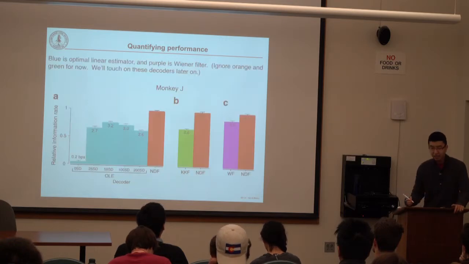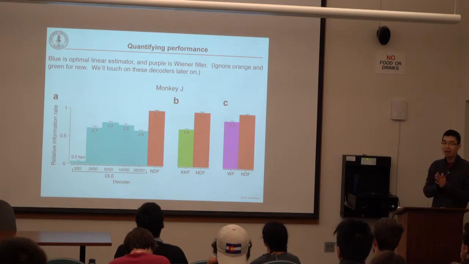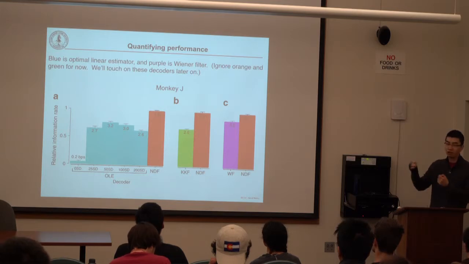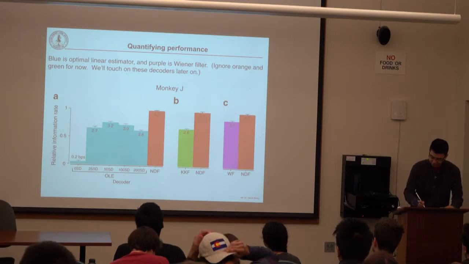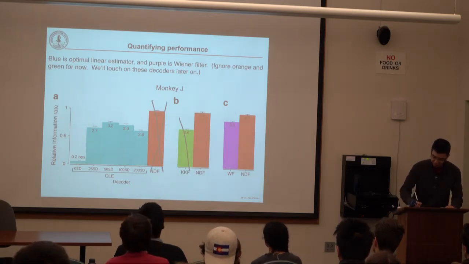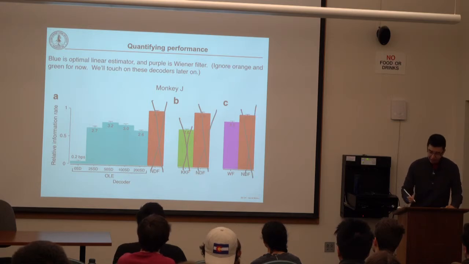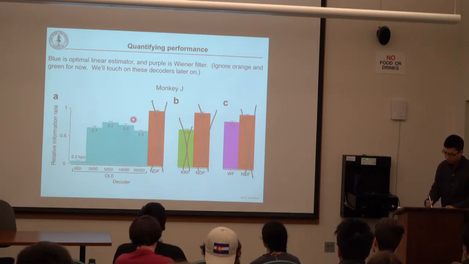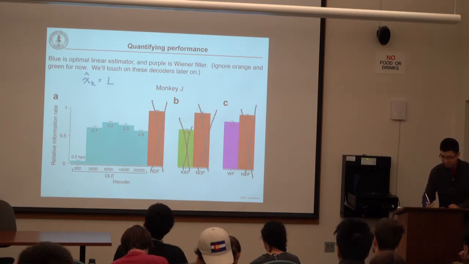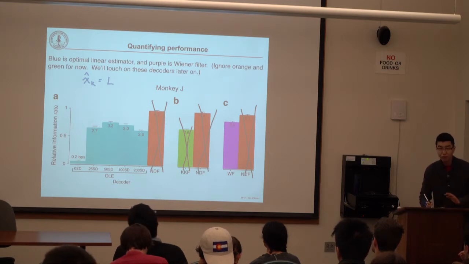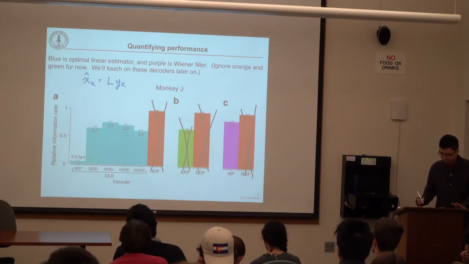And then more concretely, in Professor Shenoy's lab, what we actually did is we ran all of these different decoders at once to really get a good quantification on which decoder is better than the others. On this plot, we'll just ignore a few decoders for now, so ignore all the orange ones, the green ones. What we have here in blue are optimal linear estimators. So remember, optimal linear estimator was just saying that the kinematics at time k are equal to a matrix times the neural data at time k.